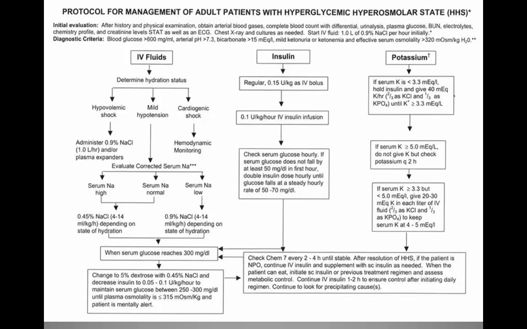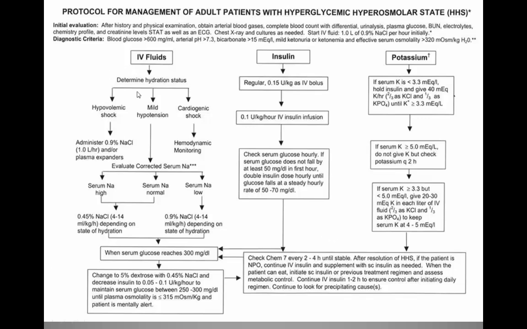The rate of infusion of IV fluid should be adjusted depending on blood pressure and cardiac status, and then you give insulin, the same 0.1 unit per kilo IV bolus followed by 0.1 unit per kilo per hour infusion after the first liter of saline has been infused. Remember, potassium level must be greater than 3.3 in order for you to start insulin. Otherwise, you must replace the potassium first before you give insulin. Okay?